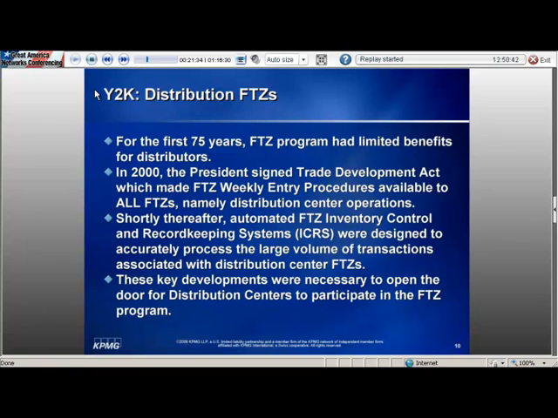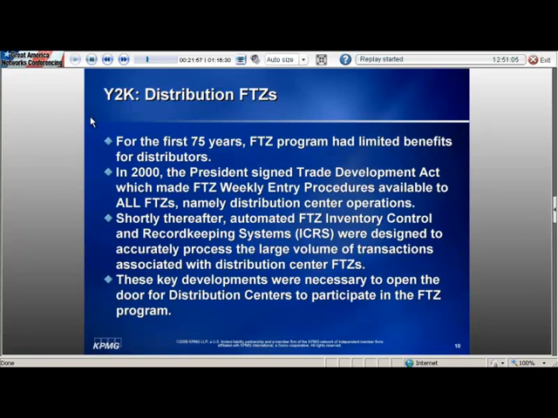And then in 2000, President Clinton signed the Trade Development Act, which made foreign trade zone weekly entry procedures available to all FTZs. Before that, service providers had to actually request that as an authorization from customs. But after the year 2000, those weekly entry procedures were available for everybody.